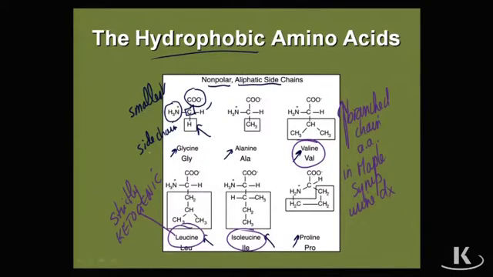Otherwise, proline, if you wanted to know about proline, you see that it is actually a cycle that makes the side chain. So it cyclizes on itself. So this is an amino acid that tends to disrupt alpha helices. And if it disrupts alpha helices, it allows the actual protein to change shape. So this is your first group of hydrophobic amino acids.